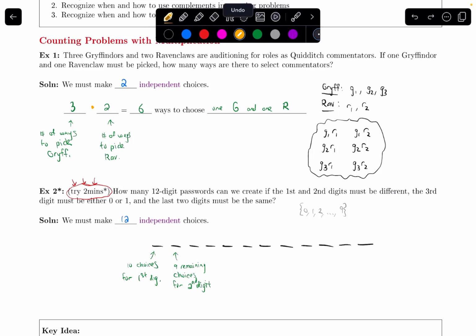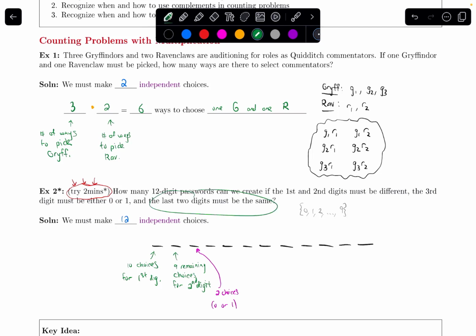Okay, cool. What about the third digit? Well, the third digit has to be either 0 or 1. So there are only 2 choices for this third digit. It could be 0 or it could be 1. Okay, and then let's jump ahead to the last 2 digits.